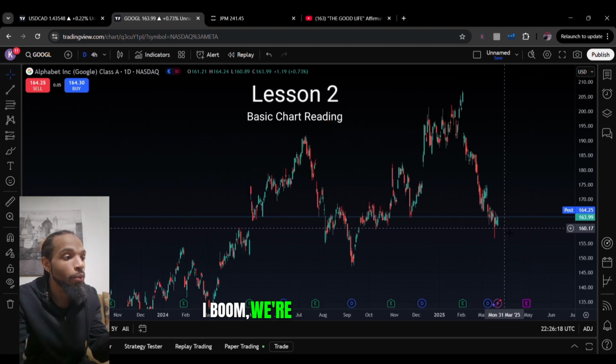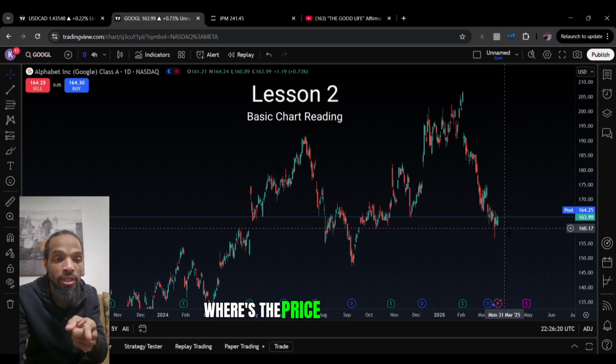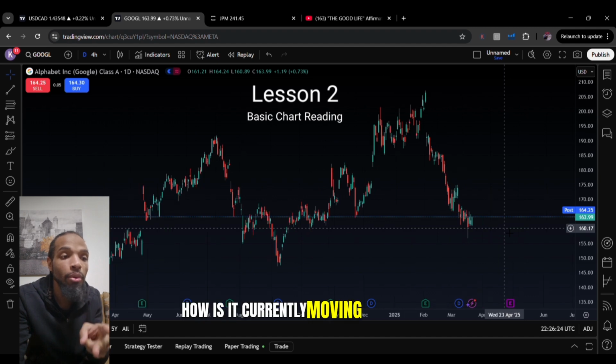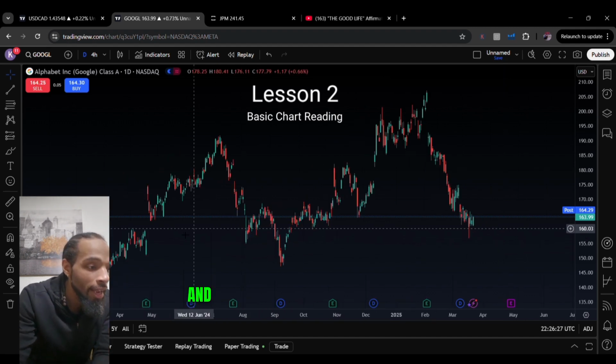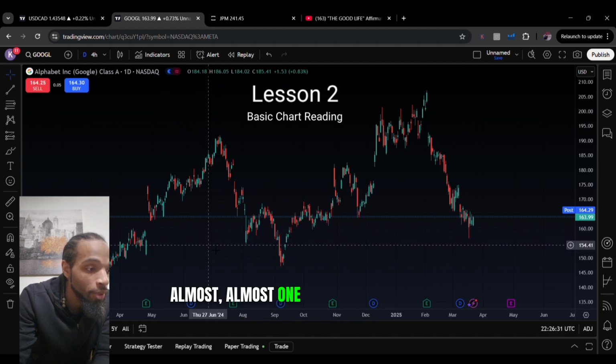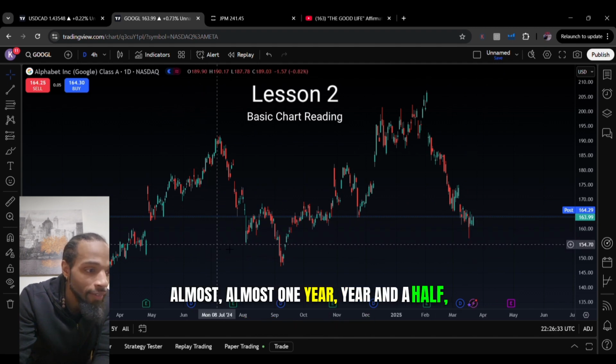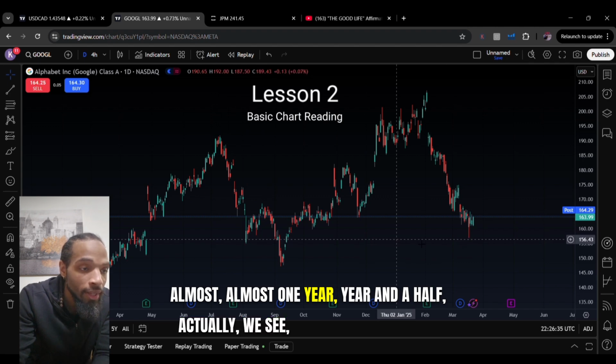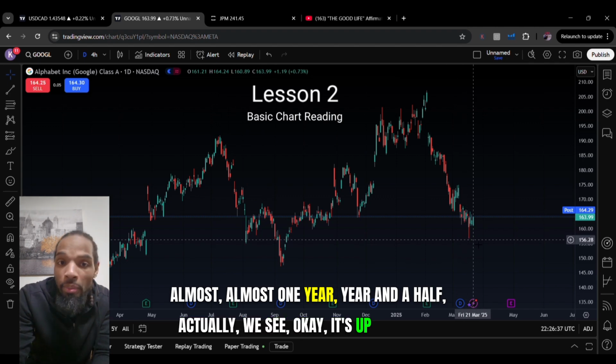All right, boom. We know we're in Google. This is a stock. Where's the price at right now? All right, boom, at 163. How is it currently moving right now? And when we just look at just a few months, almost 1 year and a half actually, we see, okay, it's up and down.